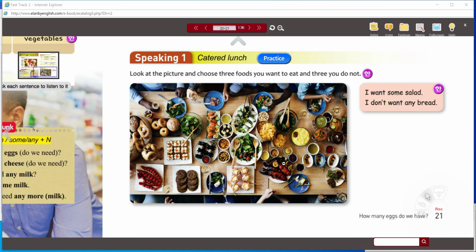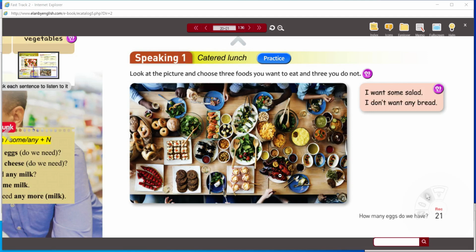Now, if I was to try this, I might say something like, I would like some shrimp. I would like some soup. And I would like a bagel. Okay. I don't want any watermelon. I don't want any salad. And I don't want any lobster. Okay.